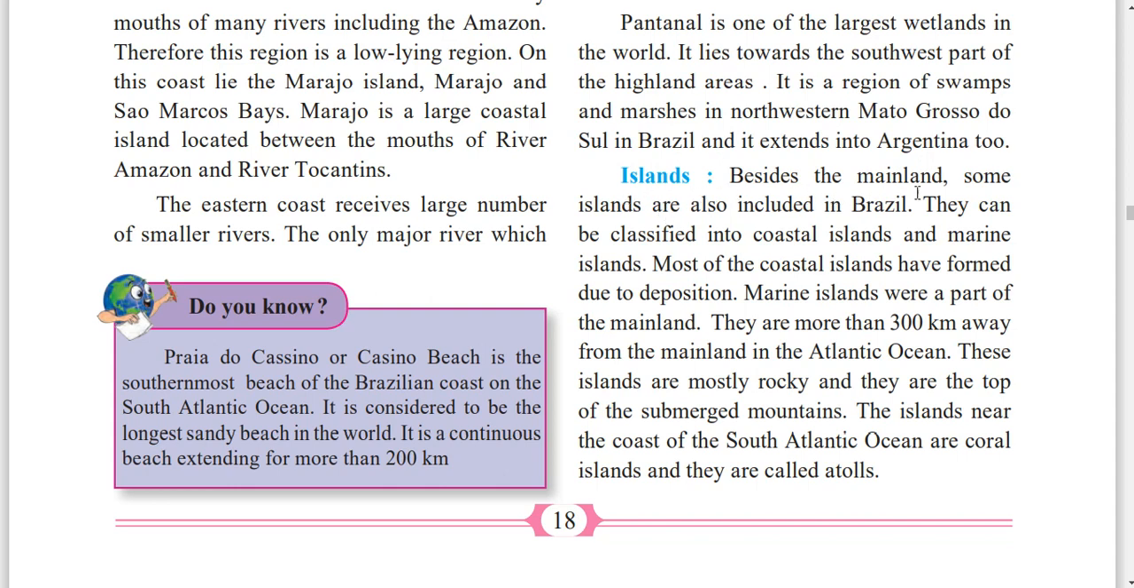Islands. Besides the mainland, some islands are also included in Brazil. They can be classified into coastal islands and marine islands. Most of the coastal islands have formed due to deposition. Marine islands were a part of the mainland. They are more than 300 kilometers away from the mainland in the Atlantic Ocean. These islands are mostly rocky and they are the tops of submerged mountains. The islands near the coast of the South Atlantic Ocean are coral islands and they are called atolls.